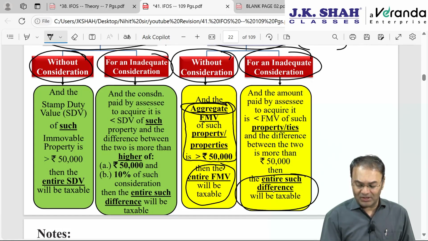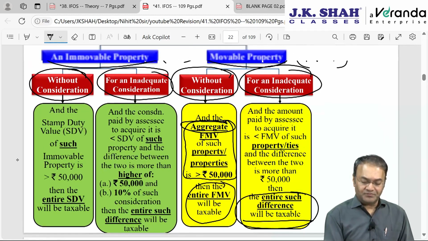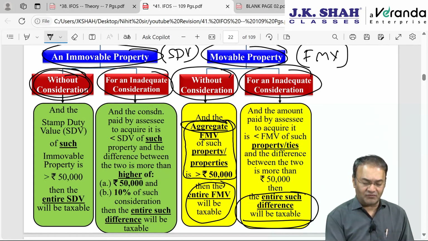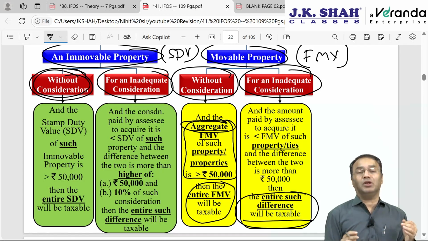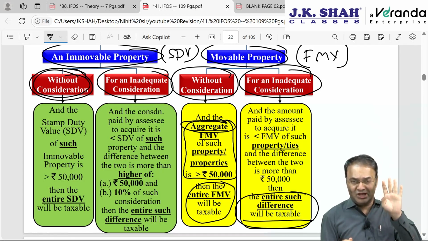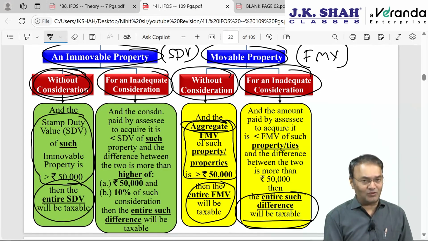The entire difference will be taxable, provided the difference amount is more than 50,000. Okay, as far as immovable property is concerned, starting with without consideration: if immovable property is received without consideration, whether commercial or residential, whether land, building or land plus building, and the stamp duty value of such property exceeds 50,000, then the entire stamp duty value will be taxable.